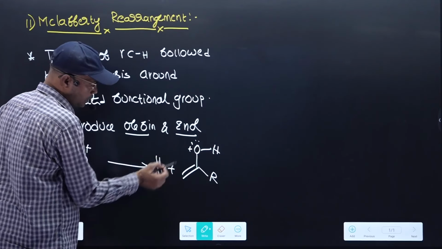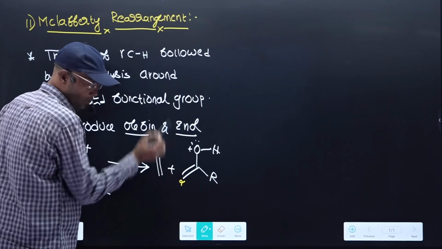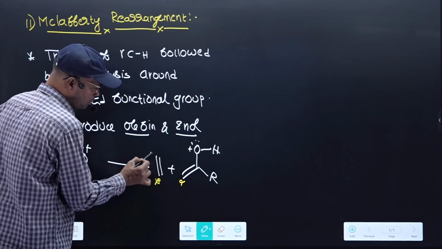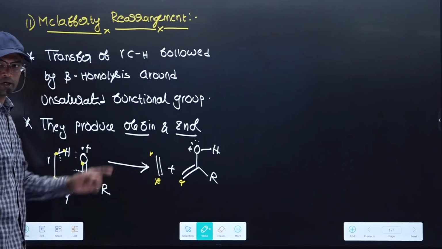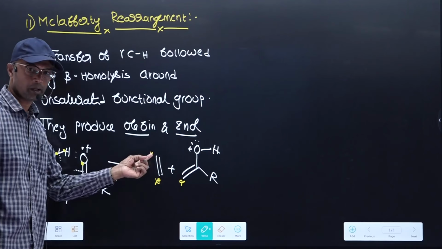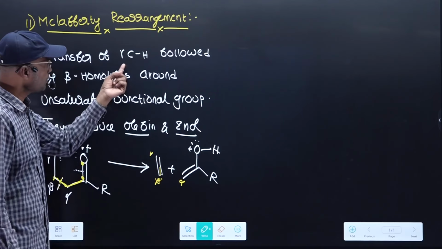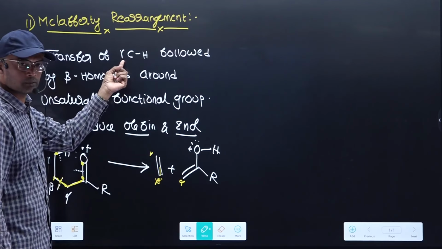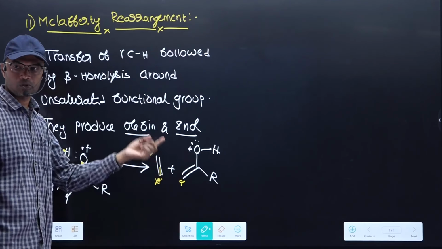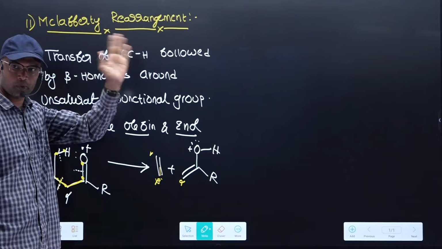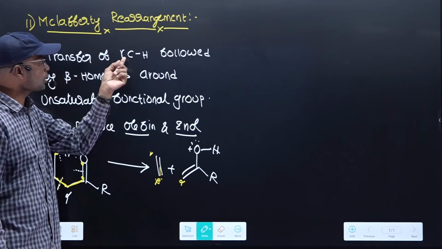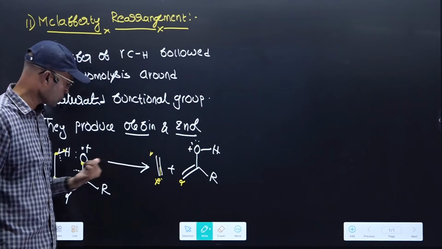This is the alpha carbon initially. Then what is this? Beta carbon. And what is this? Gamma. Every time, try to migrate one hydrogen from gamma and put a double bond between beta and gamma. I am transferring hydrogen from gamma and breaking at beta. So the beta-gamma bond breaks and a double bond is put in. Hydrogen is transferred from gamma to the unsaturated functional group.